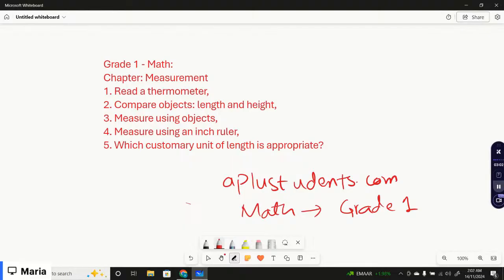We are going to start with the chapter measurement, and the lessons we're going to cover today are read a thermometer, compare objects length and height, measure using objects, measure using an inch ruler, which customary unit of length is appropriate.